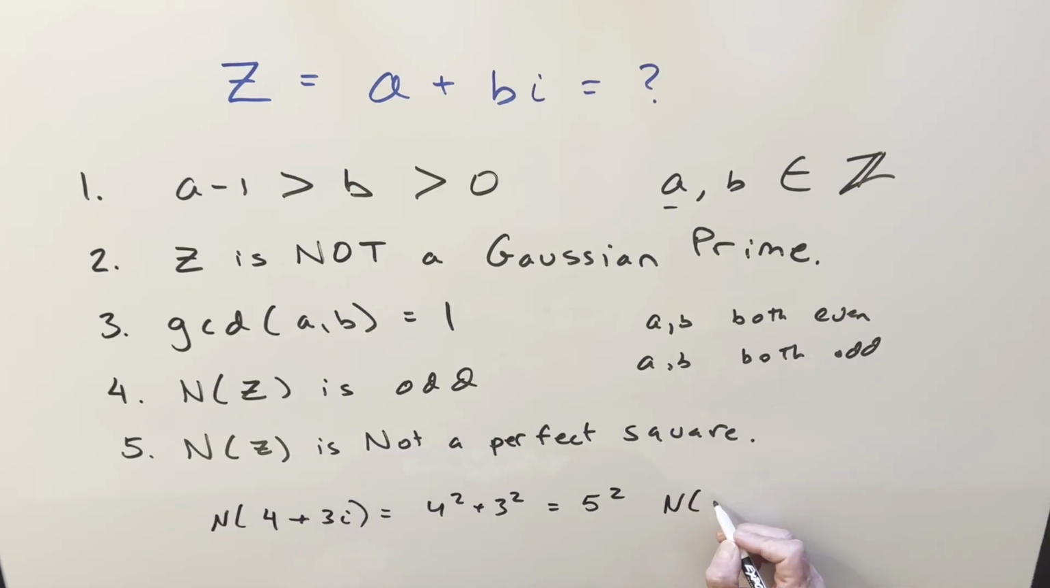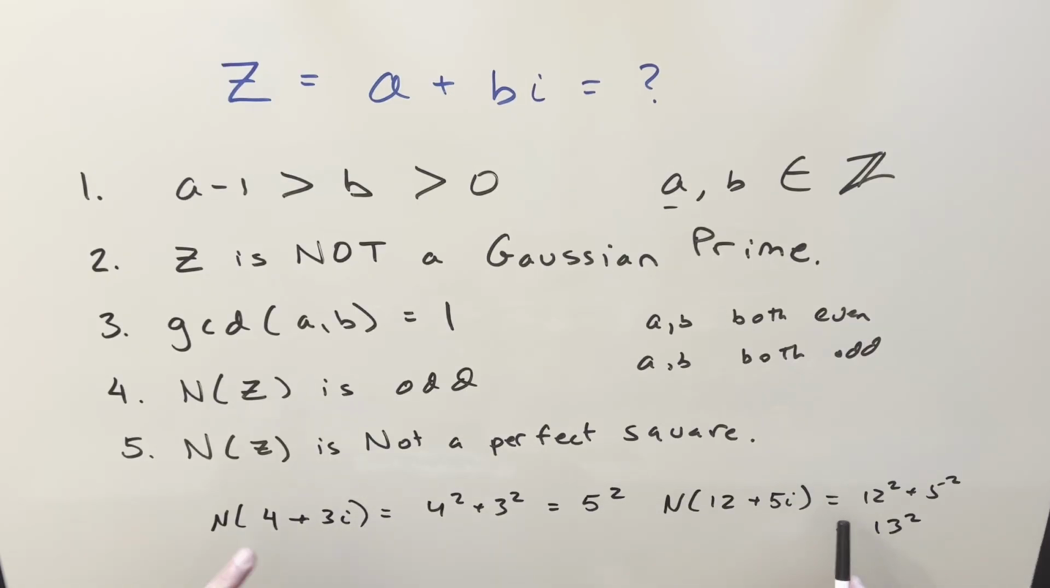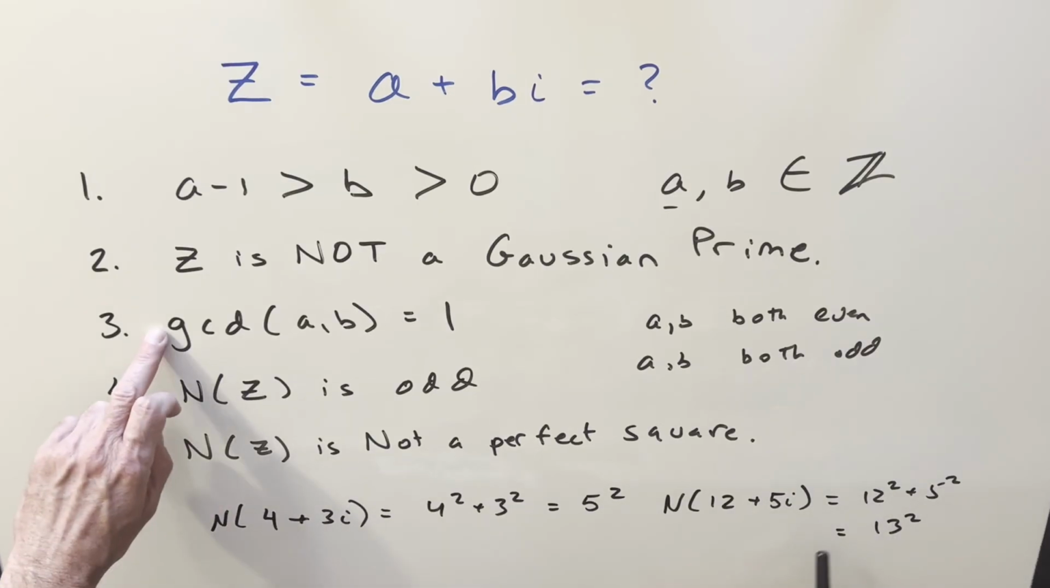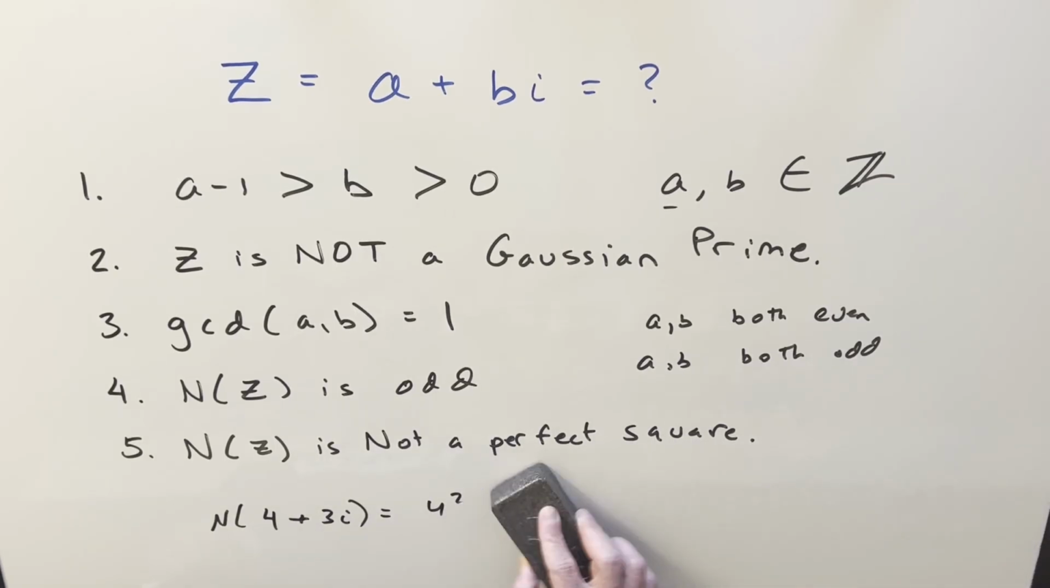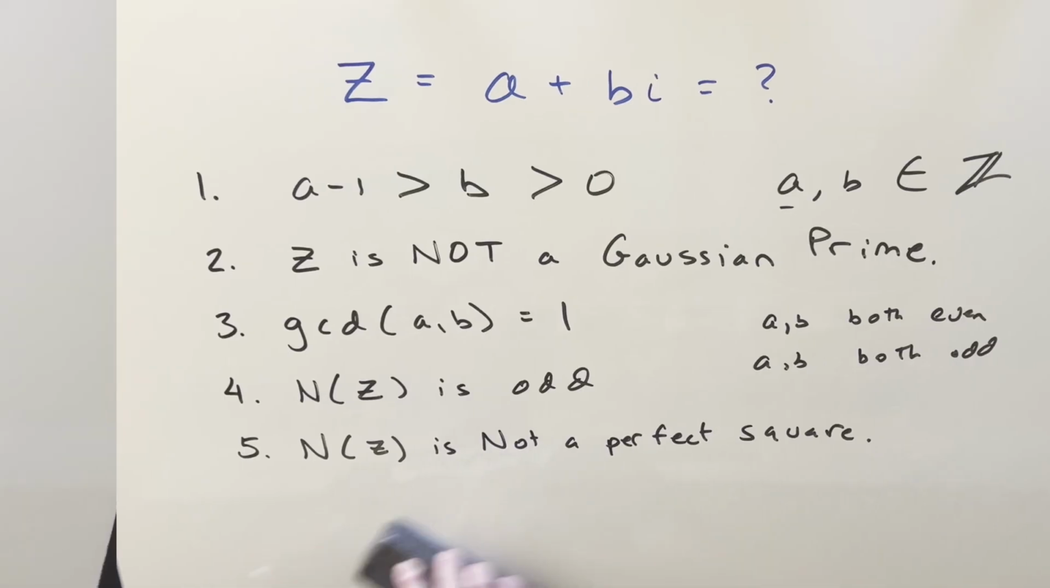So we could look at 5 and 12, again trying to put it in the right order. So if we had the norm of 12 plus 5i, this is going to be 12 squared plus 5 squared, and that's going to be equal to 13 squared. So again, I think this meets all the criteria, right? Not consecutive, a is greater than b, GCD is 1, 13 squared is 169, that's odd. But we have to throw it out because of this criteria here, and that would include any of those Pythagorean triples. For Pythagorean triples, you can actually get to them with a formula. So it eliminates that whole strategy of just producing triples that might work.